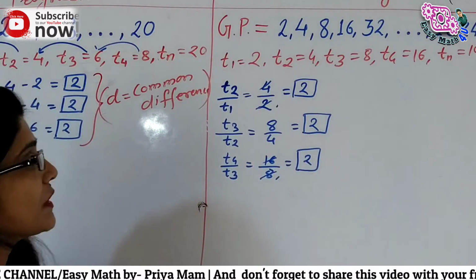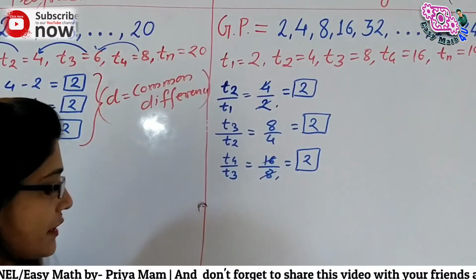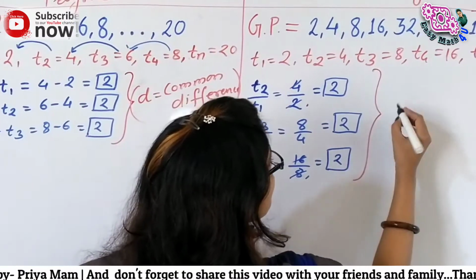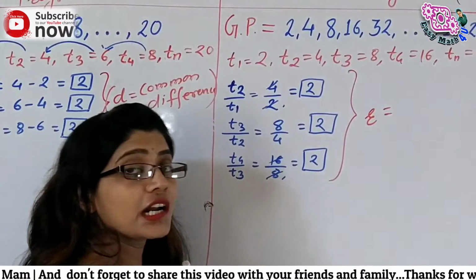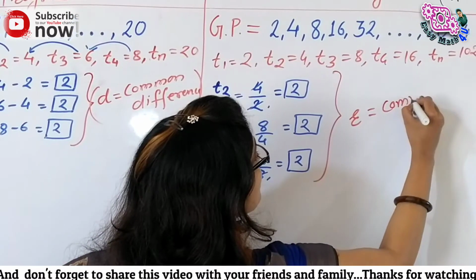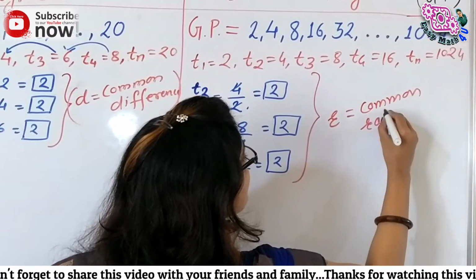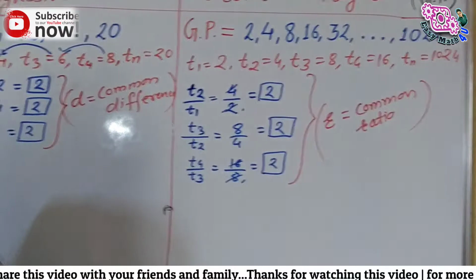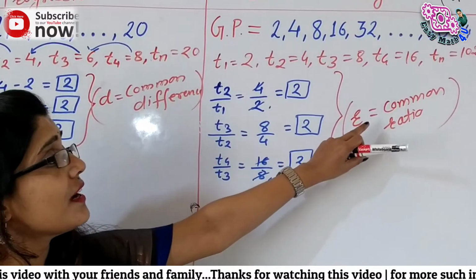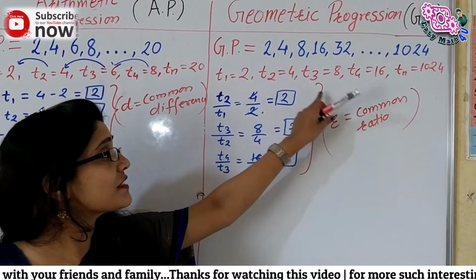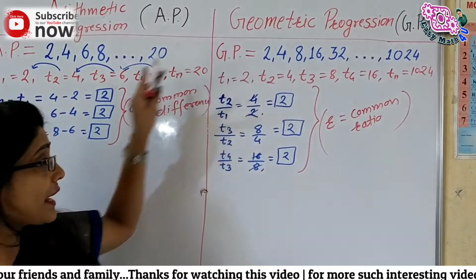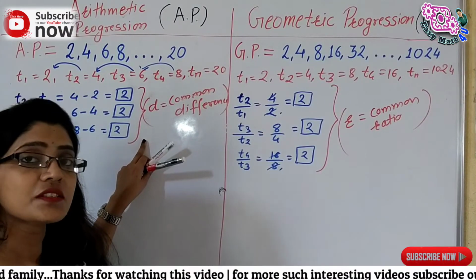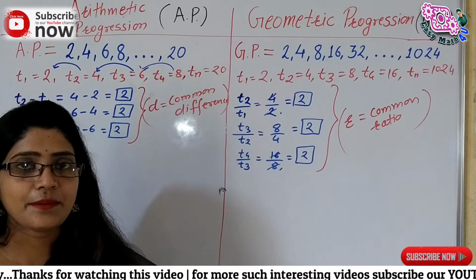So see here we are taking the ratio and this ratio is common, so it is called R, that is common ratio. It is a major difference between AP and GP. If your ratio is common, the same, then it is a GP, and if the difference between two consecutive terms is the same, then it is an AP.